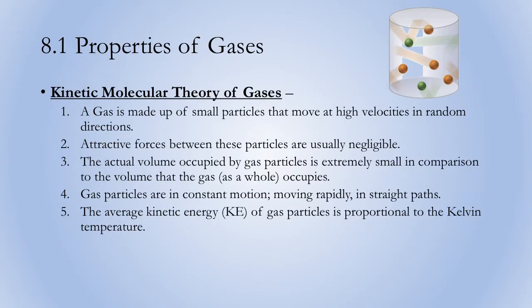So one thing we definitely need to understand when we're discussing gases is the kinetic molecular theory of gases. It's kind of what helps us understand really all of the properties. And so in this you see the first rule says a gas is made up of small particles that move at high velocities in random directions. That's what the picture over to the right is trying to show, with those streaks behind the balls or the gas particles. It's supposed to indicate they're moving fast. They're also going to move in random directions.